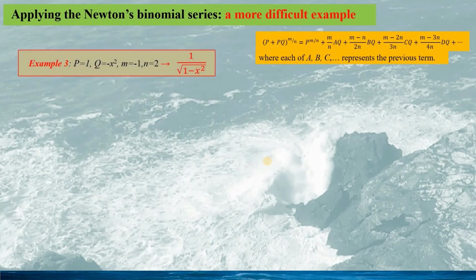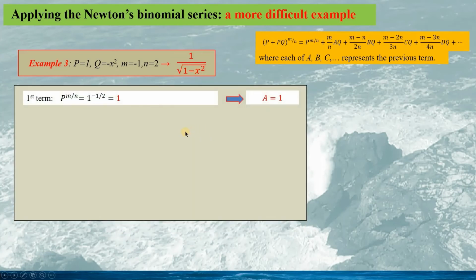The next example is a more difficult binomial function. Here, p equals 1, q equals minus x squared, m is minus 1, n is 2. So the binomial function is given as this. So we use Newton's binomial series. The first term is calculated as this. It is 1, and a equals 1.